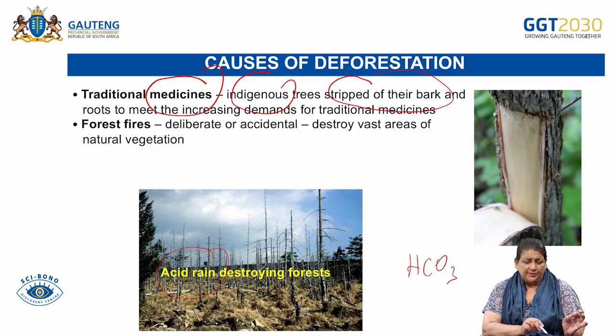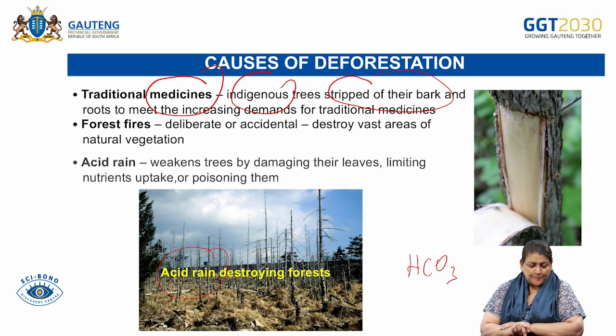whether it's deliberate, that means whether somebody deliberately lights a forest fire, or accidental, that means maybe it's very hot and the forest caught on fire, that's natural, then lots of vegetation is going to be lost. And if that vegetation was food crops, you're going to find that food is going to become very, very expensive because there's not enough food because most of the crops were destroyed by the veld fires.